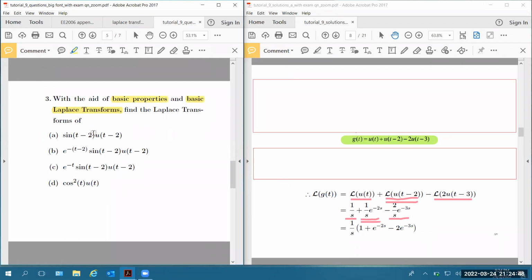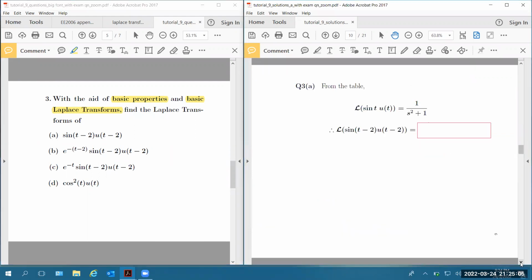So you want to find the Laplace transform of all this. That means now we are able to use the Laplace transform table, and we can also use time shift and frequency shift. So let me copy down the first question. This is actually the first question. I want to Laplace transform sin(t minus 2) u(t minus 2). This is actually the one that we want.